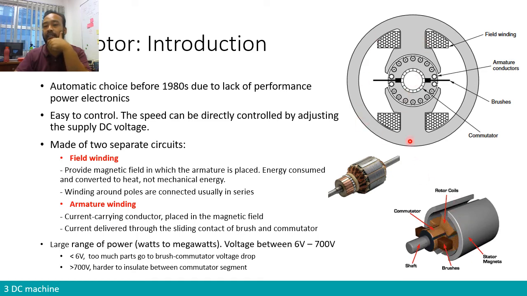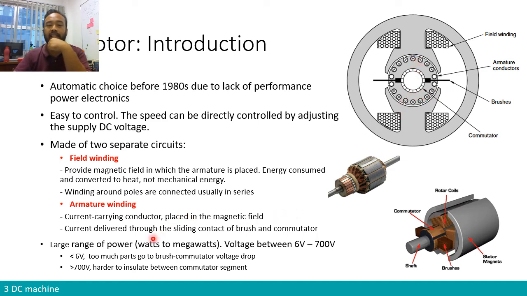So here in this figure, we can also see the brushes illustrated over here, and the section in the middle is what we call the commutator. The commutator has sections. You can see that we have different sections. The sections are connected to all the different windings inside the armature, so the rotor coils.